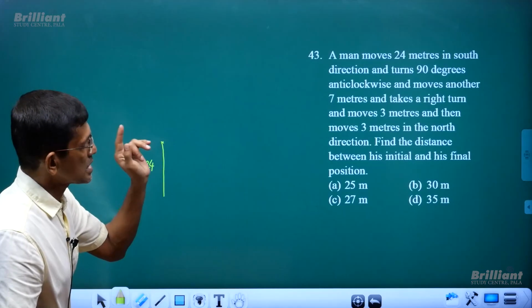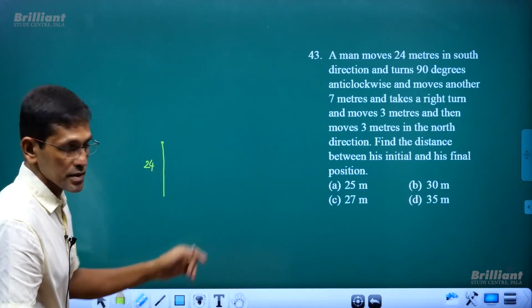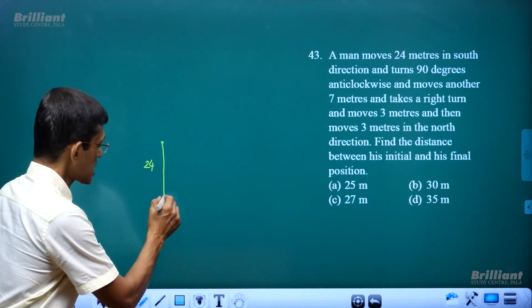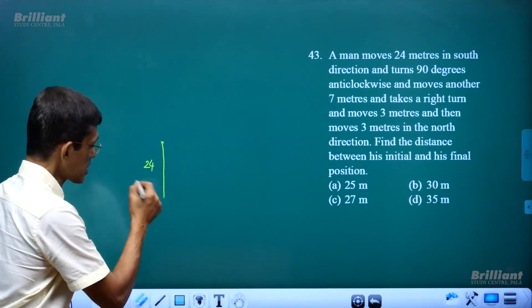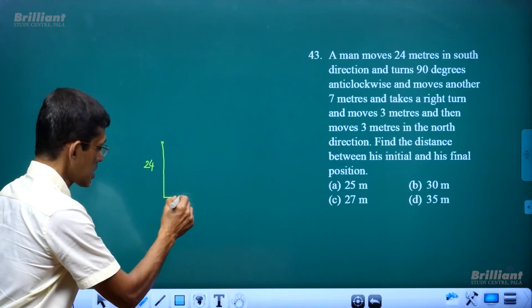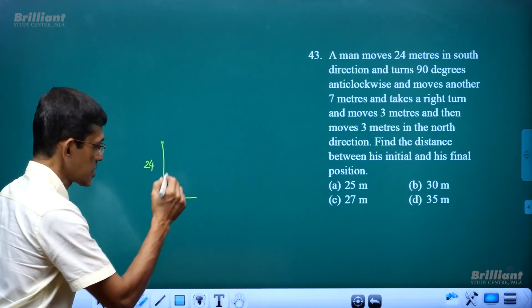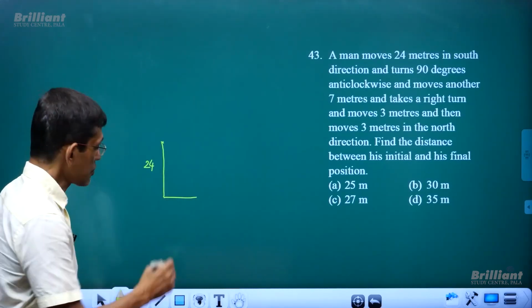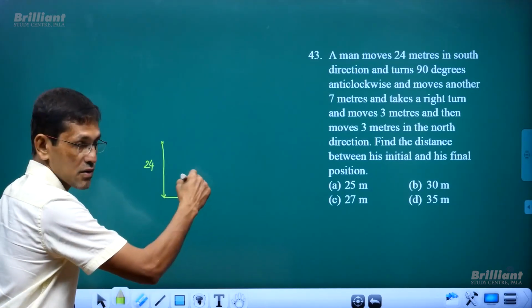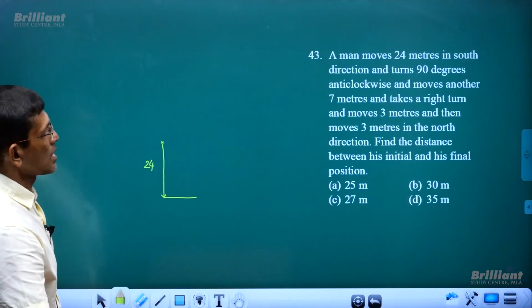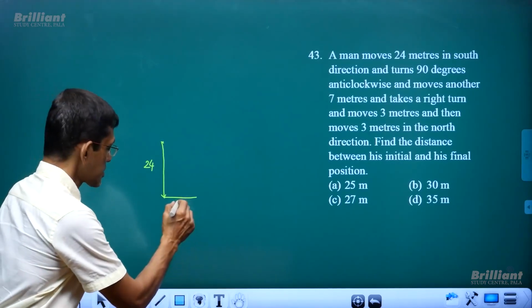And turns 90 degrees anti-clockwise. So from here, he makes a 90-degree turn anti-clockwise. So this is clockwise, this is anti-clockwise. That means he must have turned into this direction. So ultimately, he was facing this direction, and now he's turned anti-clockwise and moves another 7 meters. So 7 meters.